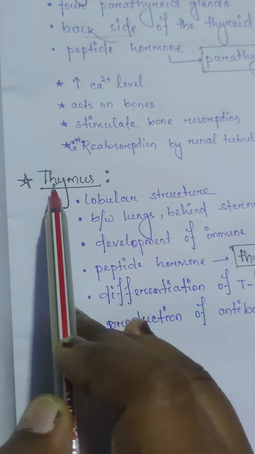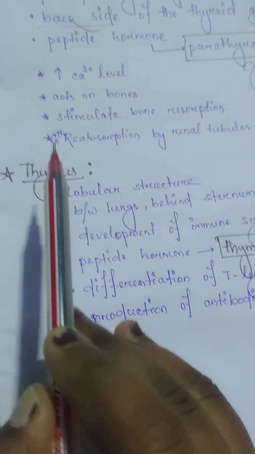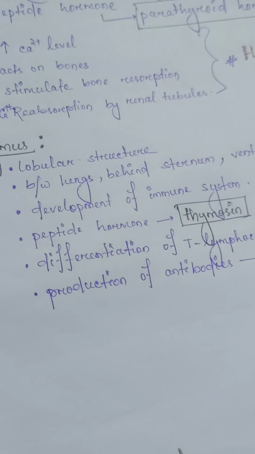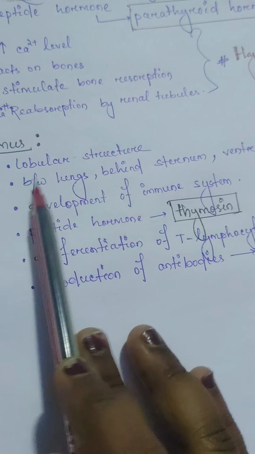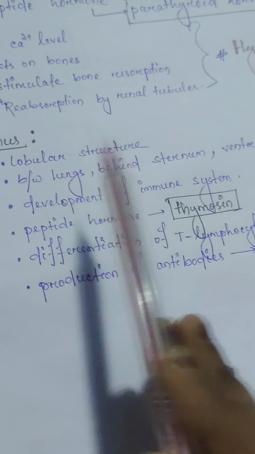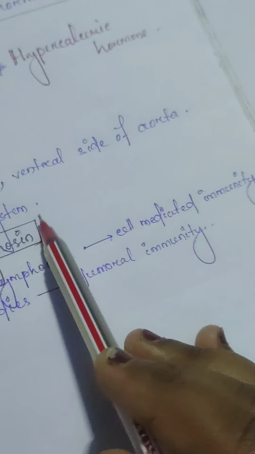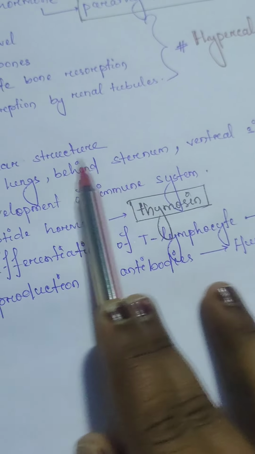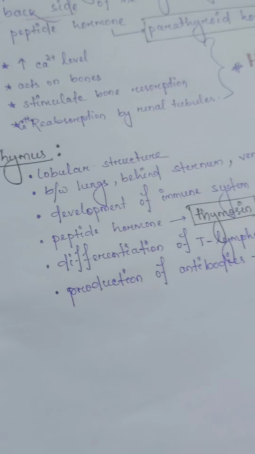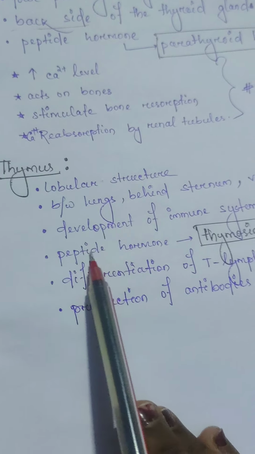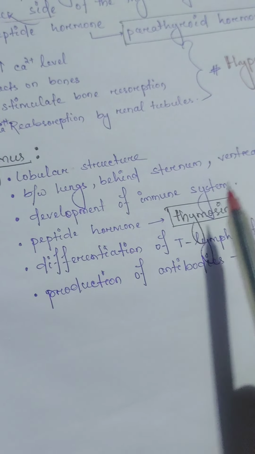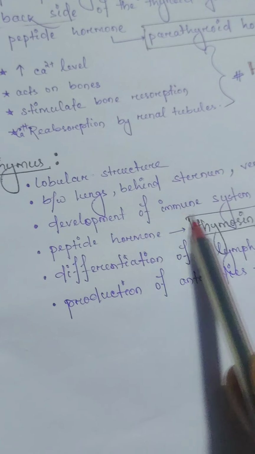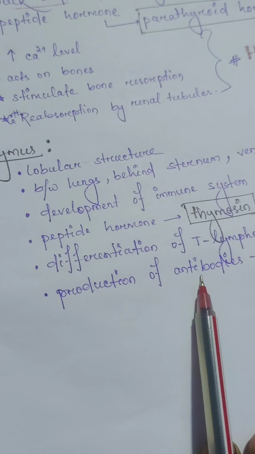Next, we will move to the next gland, that is thymus. Thymus is a lobular structure actually, and it is present in between lungs, behind the sternum, and on the ventral side of the aorta. You must remember these three things in location of thymus. And thymus helps in the development of immune system, a very important system of our body.